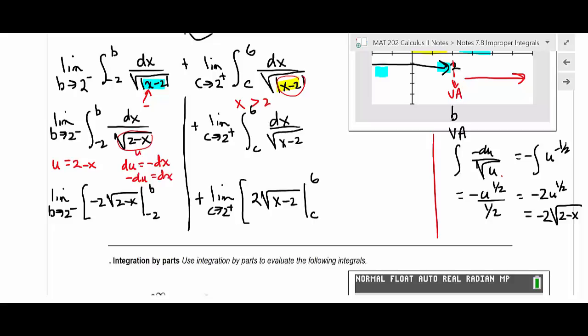He's asking about not changing the limits. Yeah, the reason I didn't do that is because I went ahead and did the integral over here. See, I got u to the 1/2. I just went ahead and plugged the u back in.